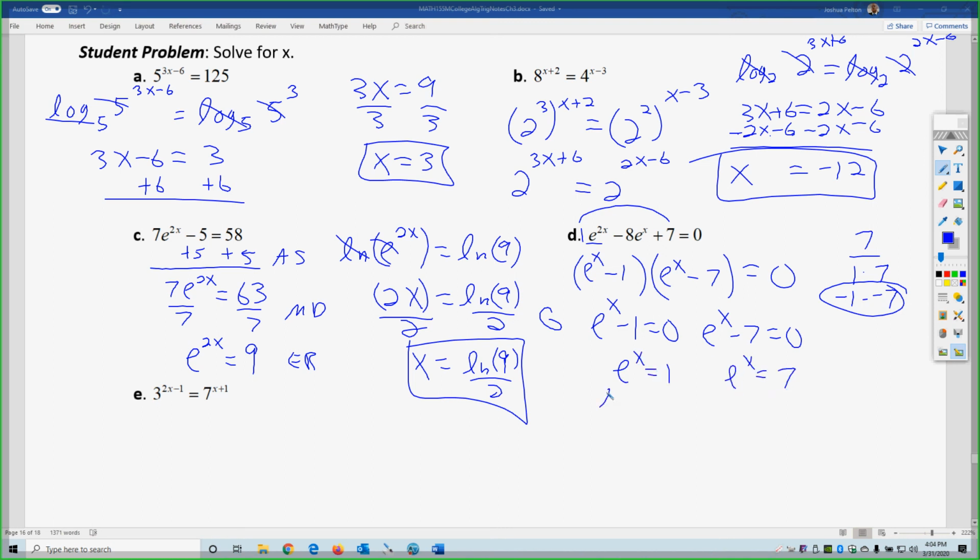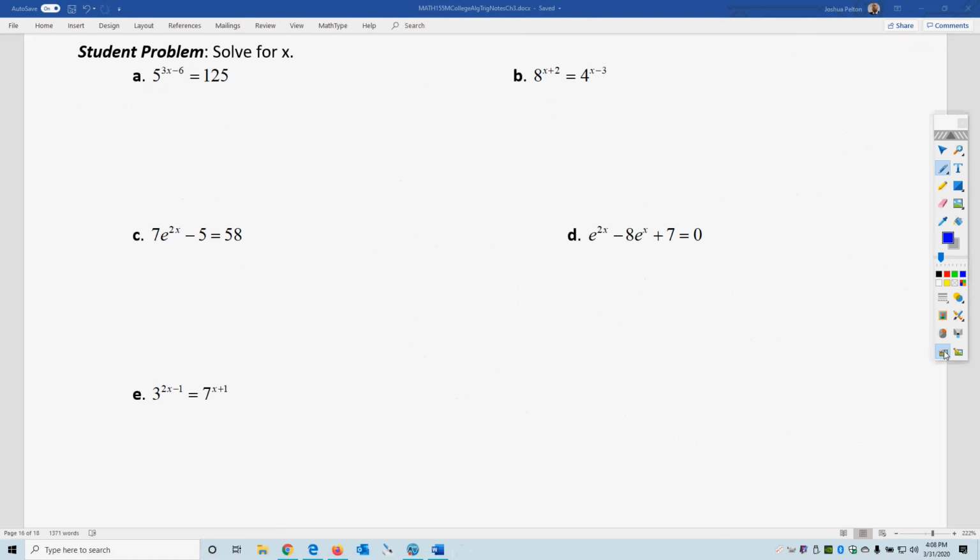We need to use natural log. Cancel, cancel. I get the natural log of 7. Cancel, cancel. X equals, remember, natural log of 1, or any log of 1, is 0. That's our two answers. All right, scroll down. We'll do the last one.